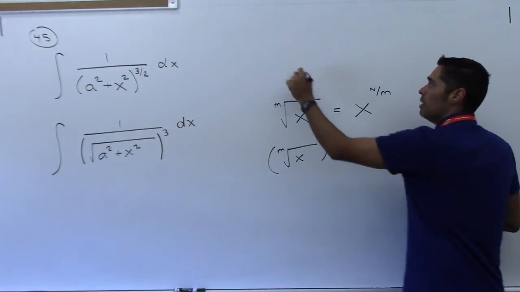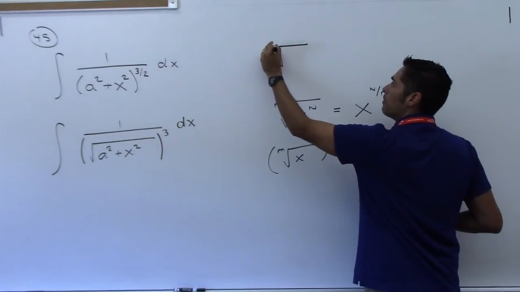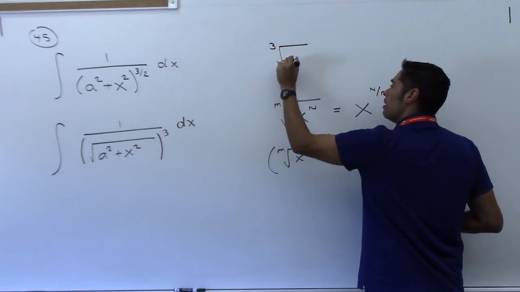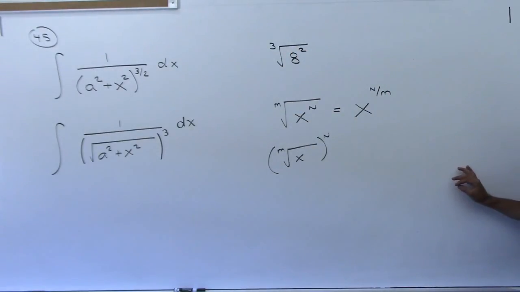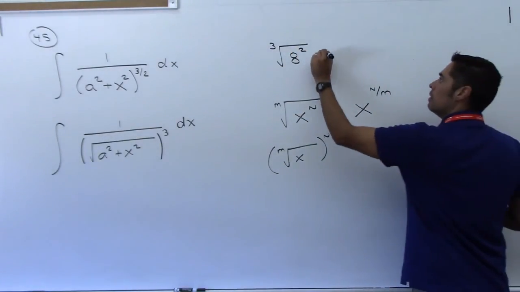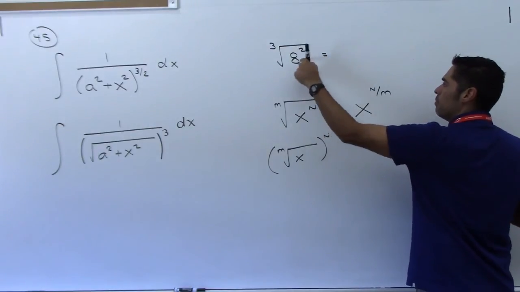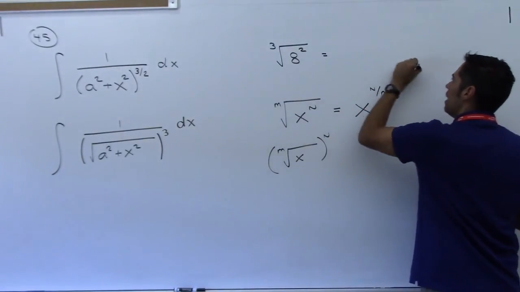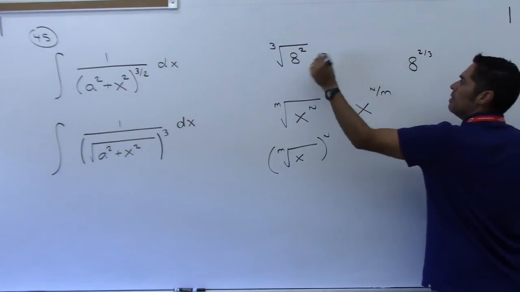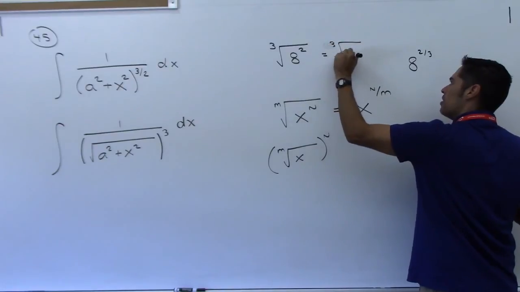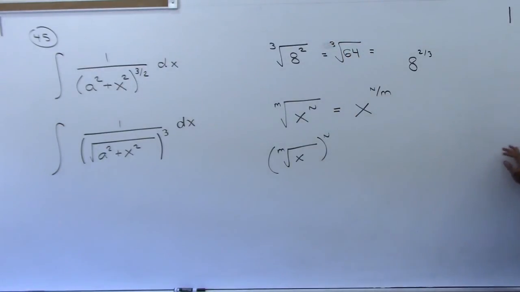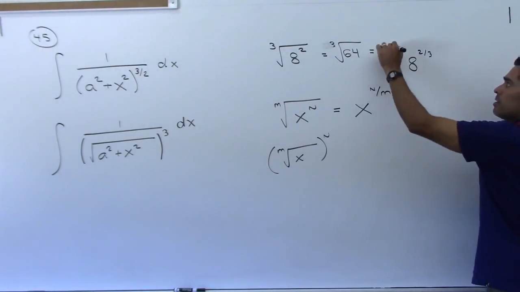I'll give you an example. If you have cube root of 8 squared, that's 8 to the 2/3. But you could go cube root of 64. What's the cube root of 64? What times itself 3 times gives you 64? 4 times 4 times 4. So the answer here is 4, is that right?